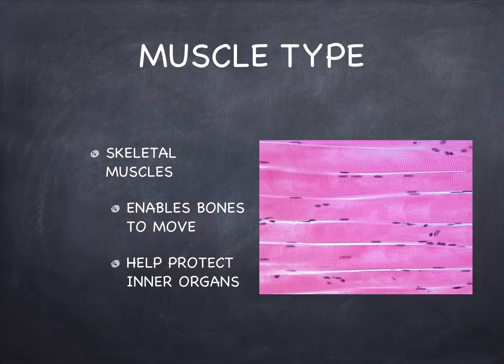Then the third type is skeletal muscles. These are what actually help your bones move. They also help protect your inner organs. If you think about it, your abs are a protection for a lot of your digestive system.